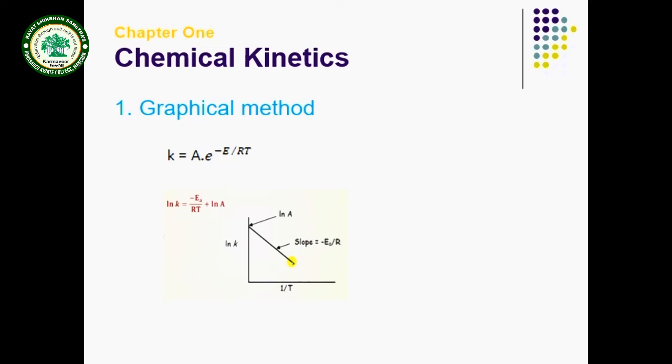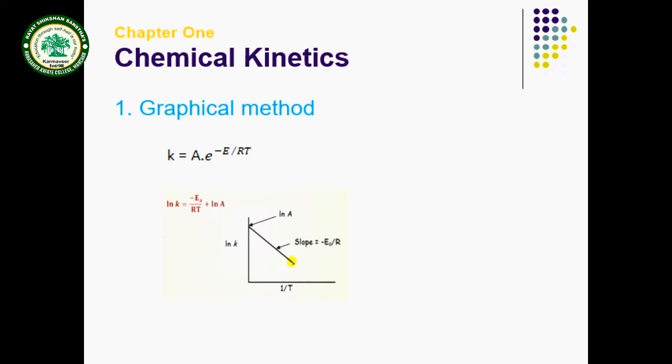So y is equal to mx. So m can be compared to minus Ea upon R. m is the slope, minus Ea upon R. The slope is negative, that's why the nature of the plot is of this declined fashion. And here the intercept on the y-axis gives you the value of ln A, where A is the pre-exponential factor from the exponential form of the Arrhenius equation, or it is also called the Arrhenius constant.